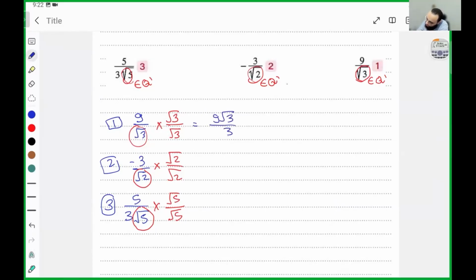9 over 3, 3. 3 root 3. Up it's negative 3 root 2. This is times, this is negative 3 root 2. And down is 2. This is the final answer.